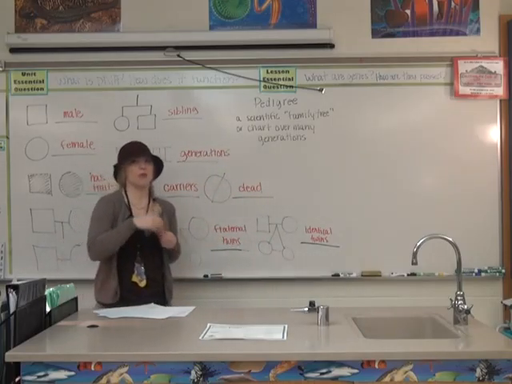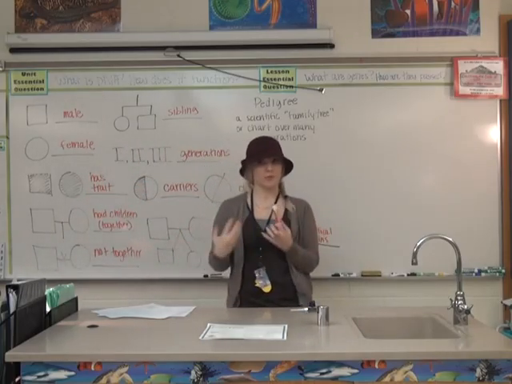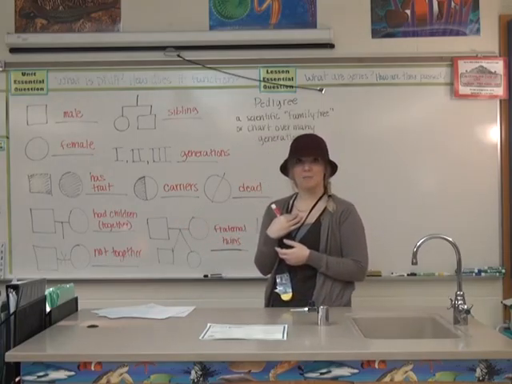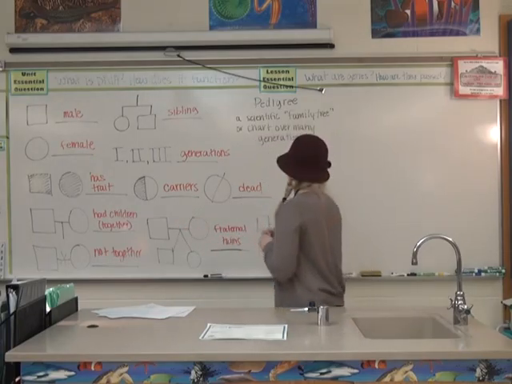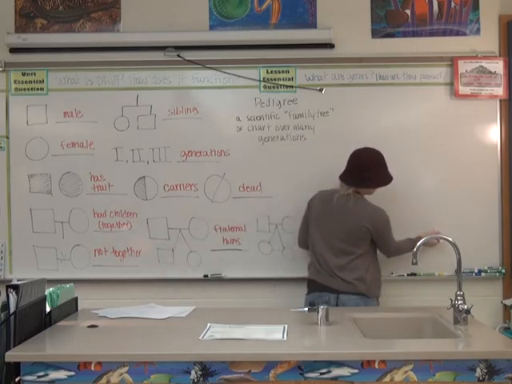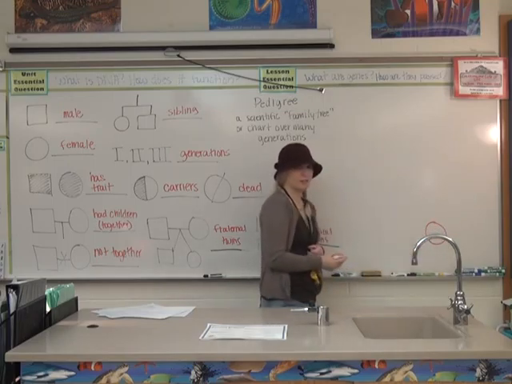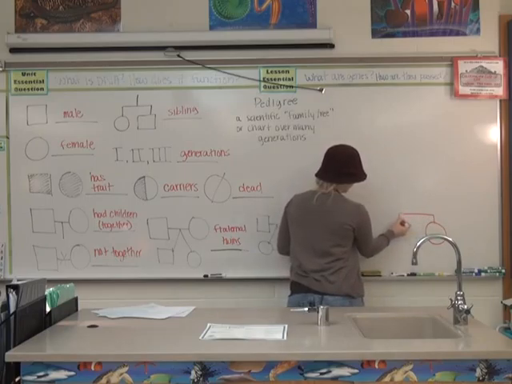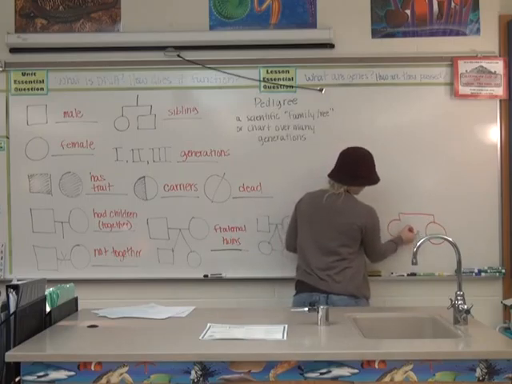Alright, so now we know all the basic symbols to a family tree or a pedigree, and so now I'm going to show you what my pedigree for my family looks like. I'm going to do it in this space over here. So we're going to start with me. I'm a girl, so here's my circle for girl. And I have one sister, so I'm going to draw a sibling line just like this.